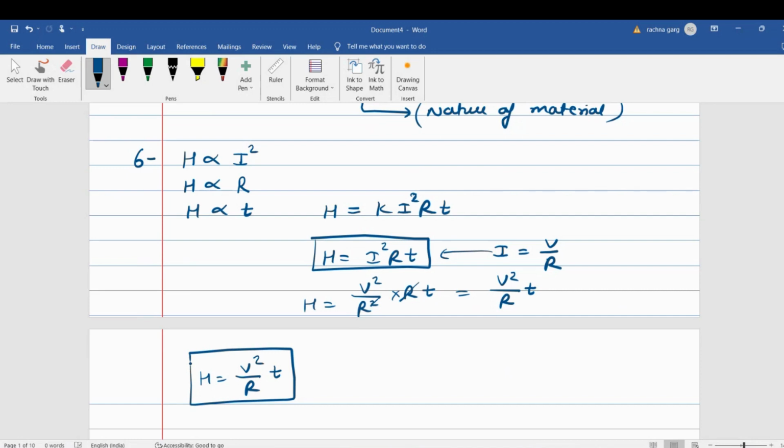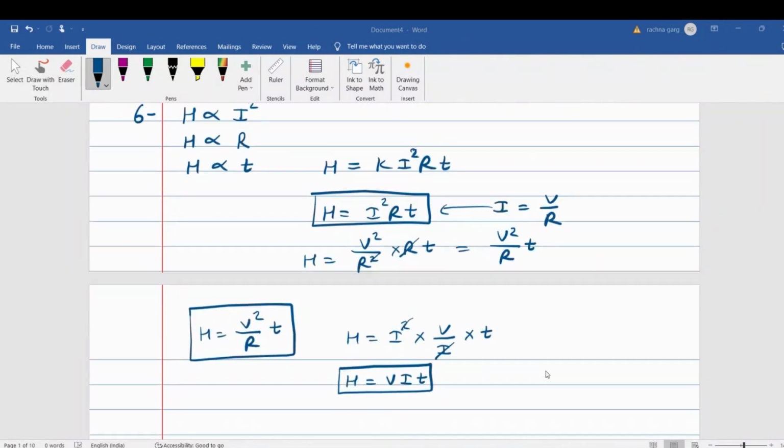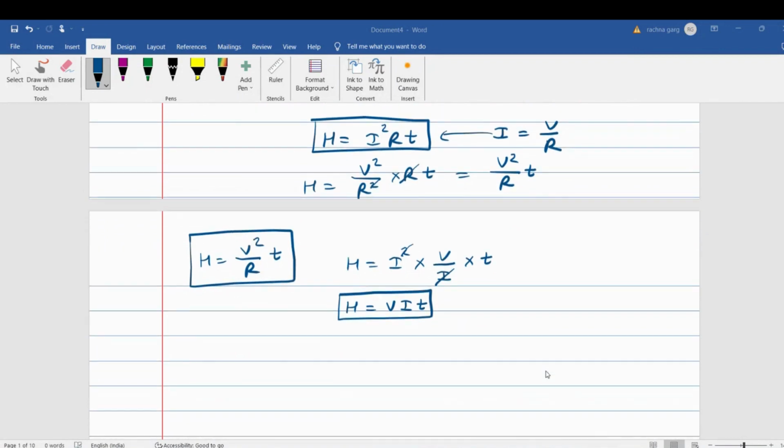Another formula, one more is there. R is equal to V by I. So H is equal to I square into V by I into T. 1 I will get cancelled. So H is equal to VIT. There are three formulas for the heat produced in a given circuit. Got it, beta? So total three formulas for the heat generated.